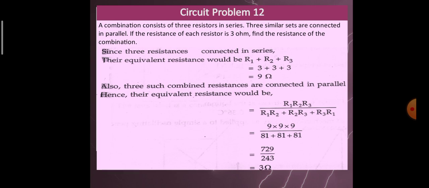Hence, their equivalent resistance, applying the formula, is R1 R2 R3 divided by R1 R2 plus R2 R3 plus R3 R1. Please make a note of this formula when you want to find the effective resistance of three resistors connected in parallel. So that is R1 R2 R3 divided by R1 R2 plus R2 R3 plus R3 R1. Since the value is 9 for all, 9 into 9 into 9 divided by 81 plus 81 plus 81, which is 729 by 243, which is 3 ohm.